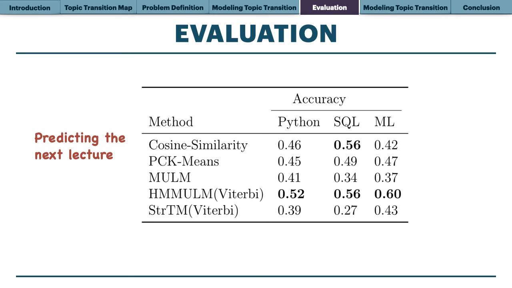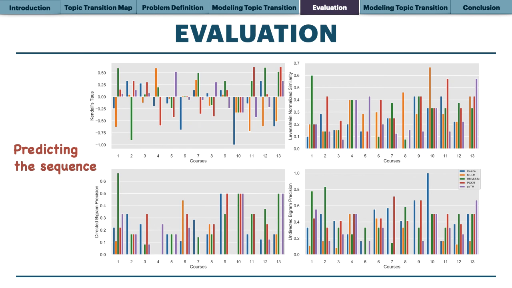While STRTM also uses the Viterbi algorithm, similar to the hidden Markov mixture model, its accuracy scores were far less than the hidden Markov mixture model. We think the main reason for that is the performance of the learned topic transitions, as we will see later. In the third task, predicting the sequence, each method needs to find the whole sequence of given lectures where the first lecture in the sequence is given. As this task is considered the most challenging, it's clear that there is no winning method.